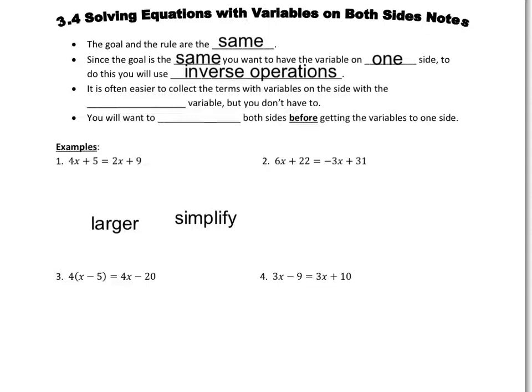And then you can really get rid of either variable on either side, but it's often easier to collect the terms with the variables on the side with the larger variable. But you don't have to. You can technically get rid of either, but it's often easier to get it on the side that already has more of the variables. Now, before you get it all to one side, you're going to want to simplify both sides, that's really important, before getting the variables to one side.